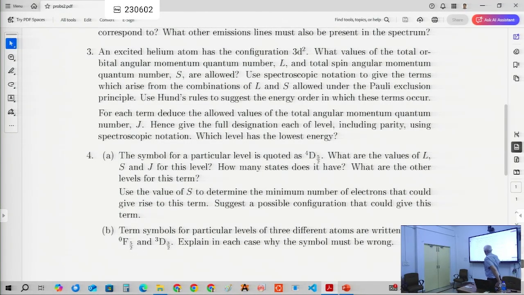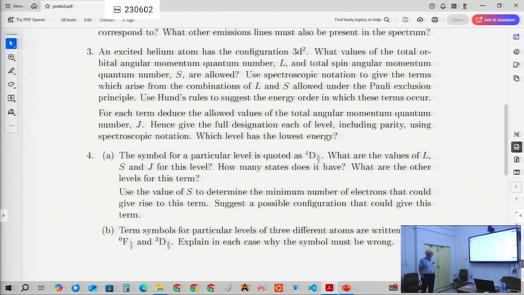So it's number 3 we're going to do. We will probably do 4 as well, but let's do number 3 to start off with. What I want to do is number 3 for the break. Then I'm going to set you a slightly easier but more important problem afterwards. So an excited helium atom has a configuration of 2 electrons in the 3d orbital. This is a completely artificial problem. What values of total orbital angular momentum L and total spin angular momentum S are allowed? Okay, so that's what we're going to work out.